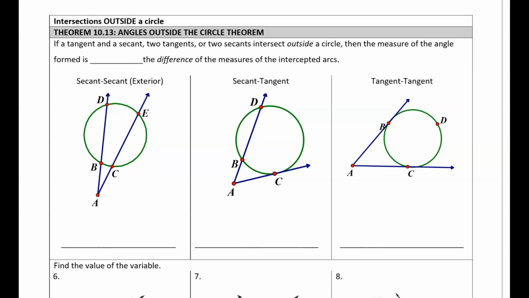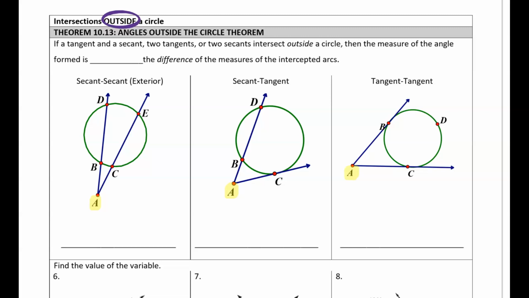Now we're going to look at intersections outside the circle. Outside the circle. So this leads us to theorem 10.13, angles outside the circle theorem. Now, they have a lot of names, but I want you to look at the pictures first, okay? I need you to notice that A in all three pictures is outside the circle.